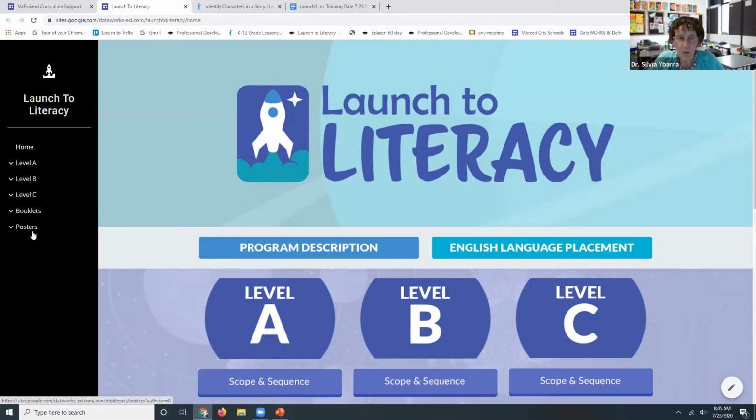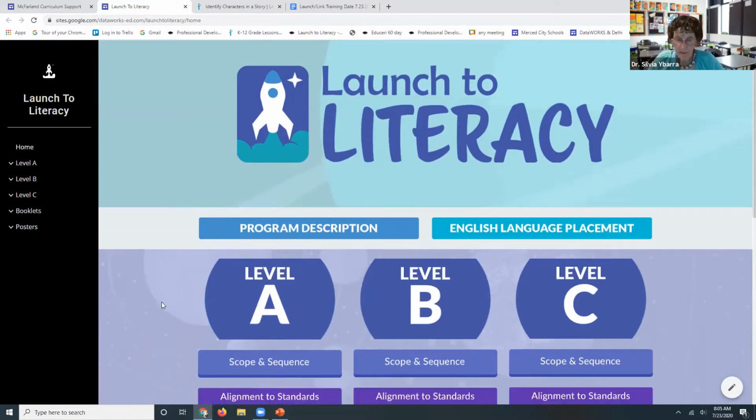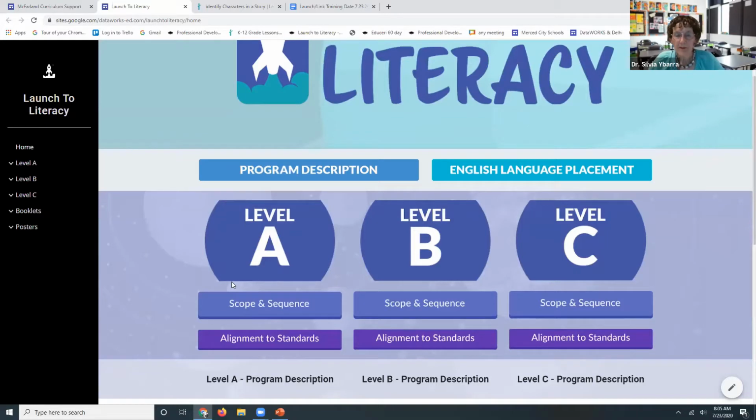Joe will go over the posters so you can actually access them through here. But let me open up level A. If you would like to know the program description, it's right here. If you would like to know about the placement, how we place the students, it's over here. If you would like to know the scope and sequence of this program, it's right here. And if you want to see the alignment to standards, this program is aligned to the ELD standards.